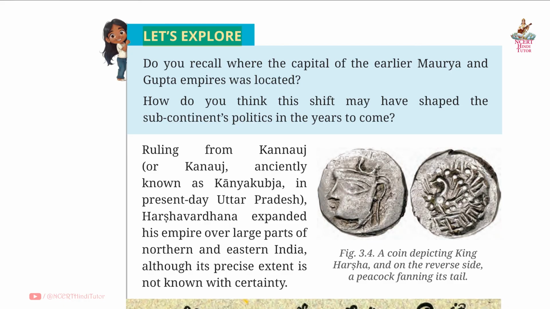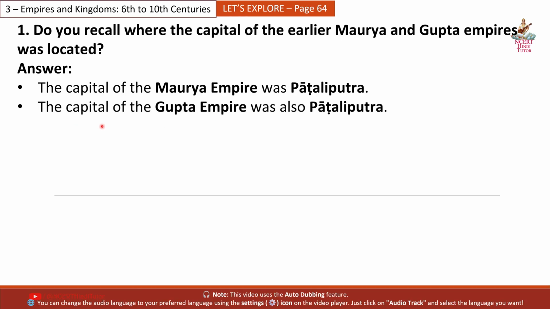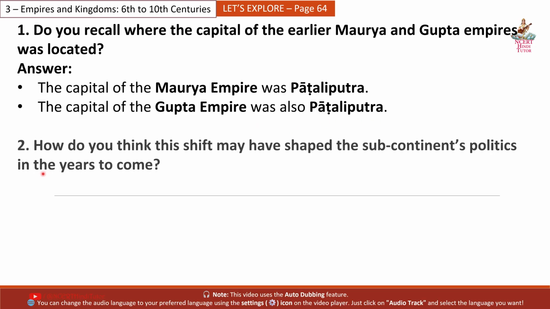Let's explore page 64. Do you recall where the capital of the earlier Maurya and Gupta empires was located? Answer. The capital of the Maurya Empire was Patliputra. The capital of the Gupta Empire was also Patliputra. Question 2. How do you think this shift may have shaped the subcontinent's politics in the years to come?